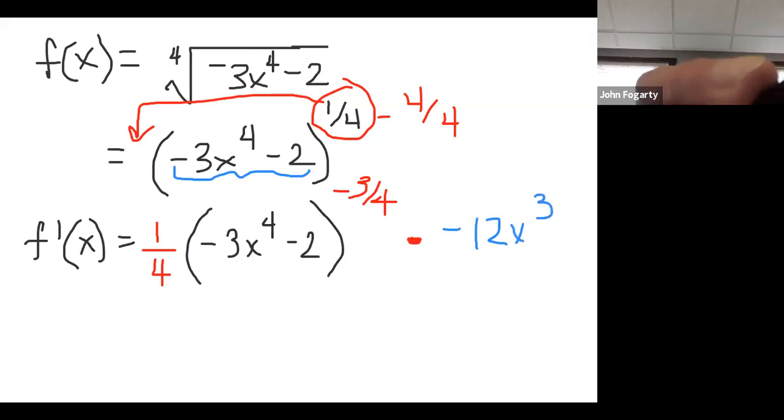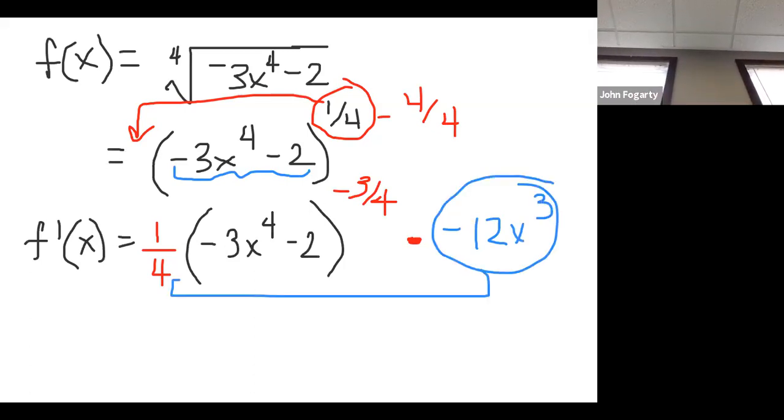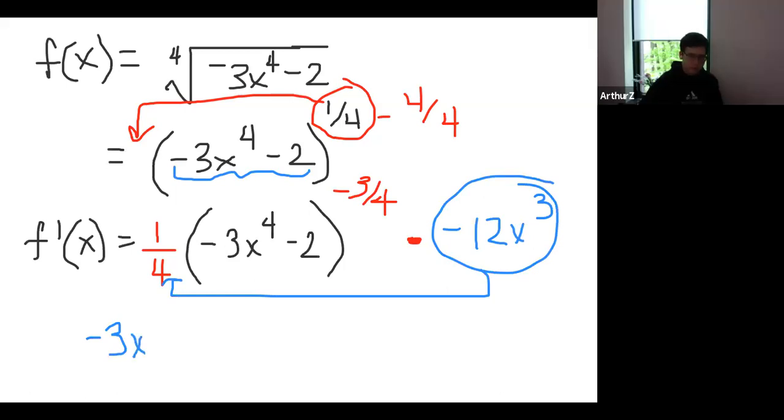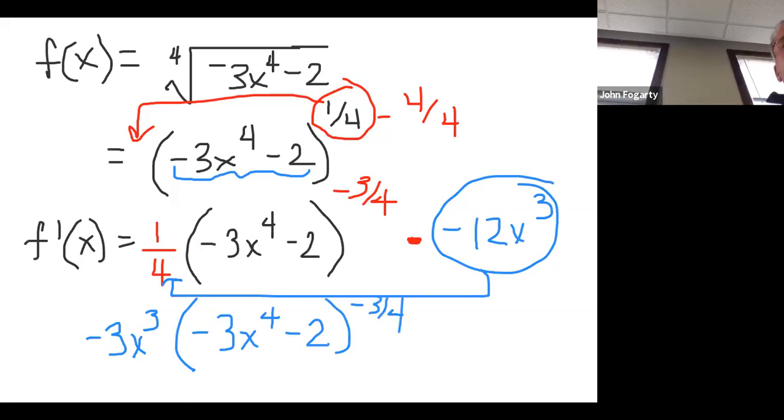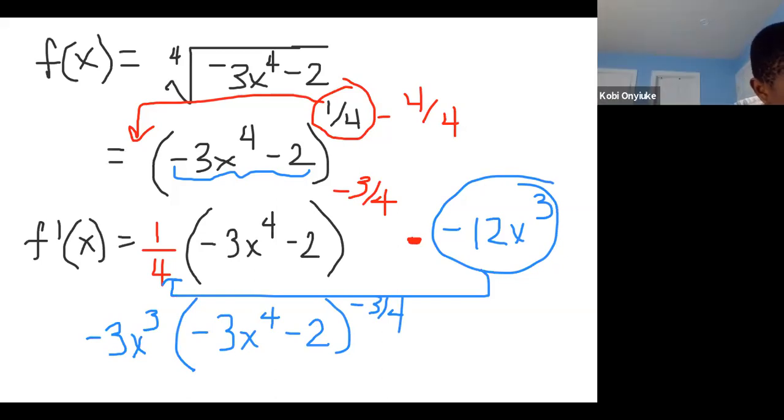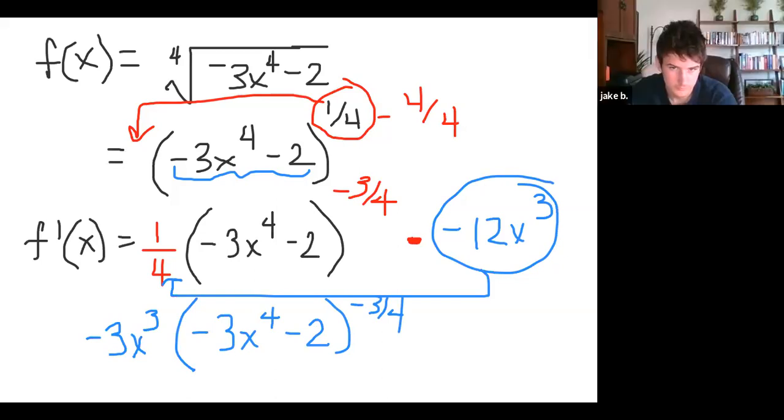Perfect. All right, now we're just going to take that, multiply it by 1/4. What's 1/4 of a negative 12? Negative 3. So we get x to the third times negative 3x to the fourth minus 2 to the negative 3/4. Does that make sense? All right, so it's not the most complicated thing in the world you're ever going to do. However, it does take a little bit of work.